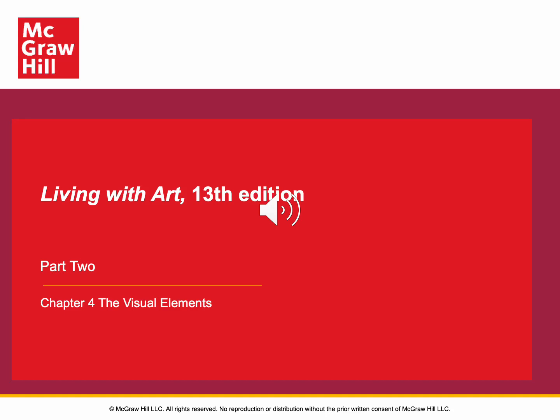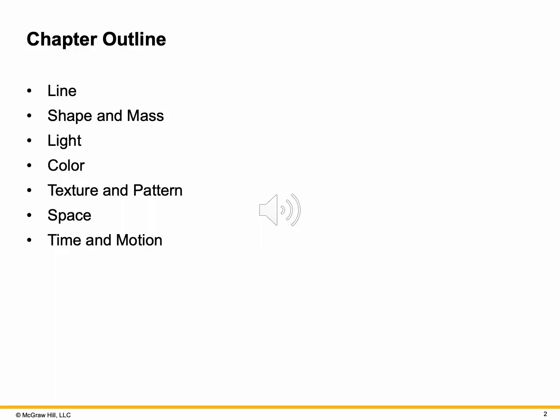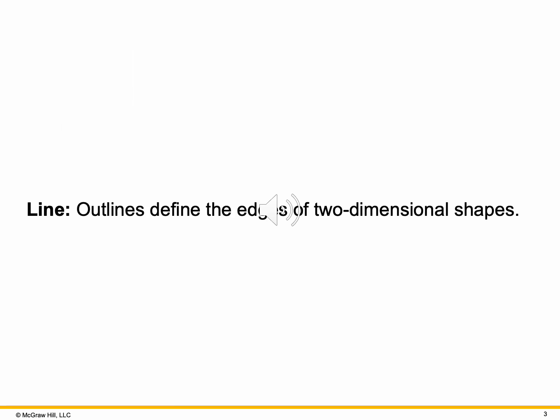McGraw-Hill, Living with Art, 13th edition, Part 2, Chapter 4, The Visual Elements. Chapter outline: line, shape and mass, light, color, texture and pattern, space, time, and motion.